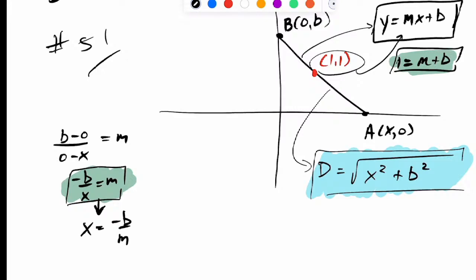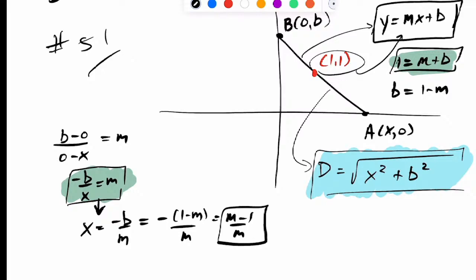And I know from this equation that b, if I go over this equation up here, I know that b is 1 minus m. So I can get rid of this b, and I can change it to 1 minus m over m, which is m minus 1 over m. So I know that x equals m minus 1 over m.